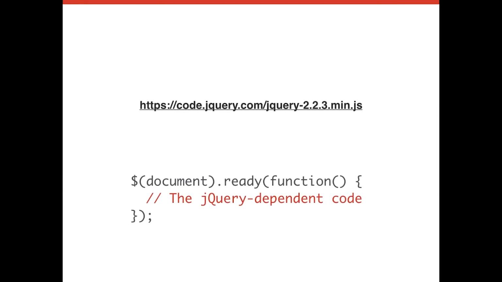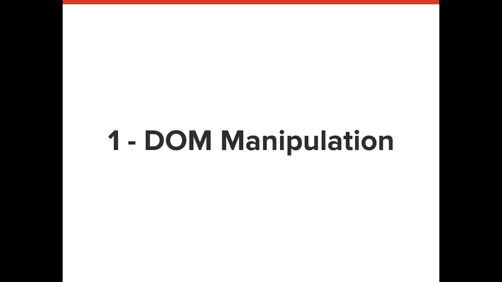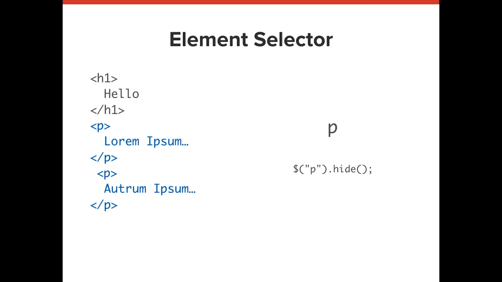So what can you actually do with JavaScript? First thing you can do is DOM manipulation. You can actually move stuff around, change stuff dynamically. So let's say on the left, I have this HTML code. H1, P. If I write the code on the right, $('p').hide(), I will hide every paragraph on my page. So it's a way to dynamically hide elements on the page.